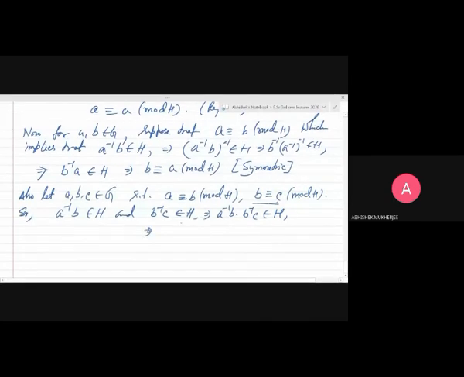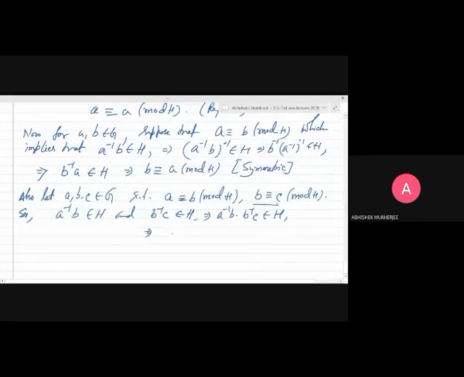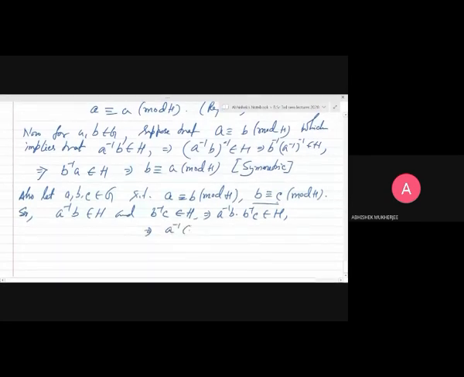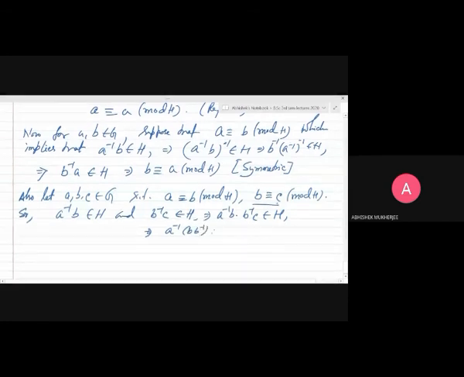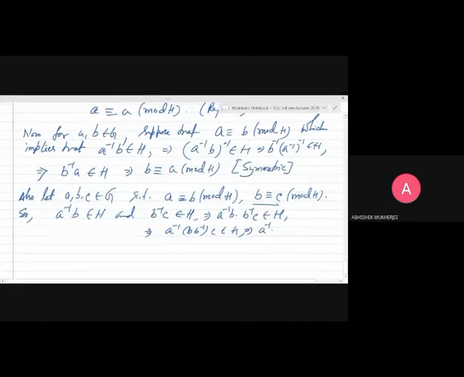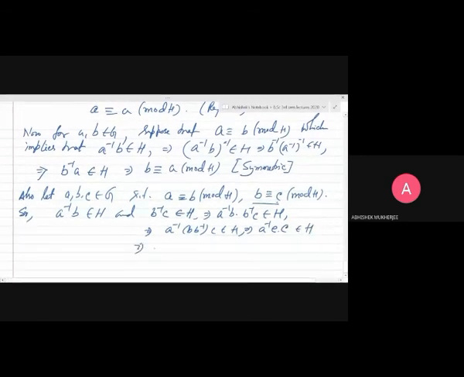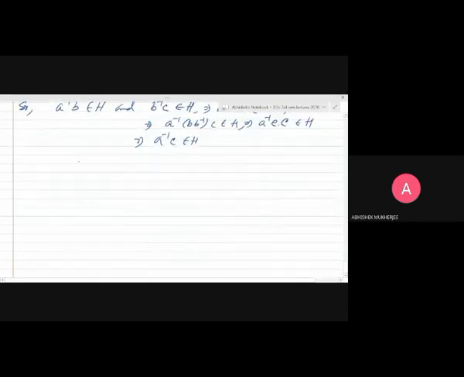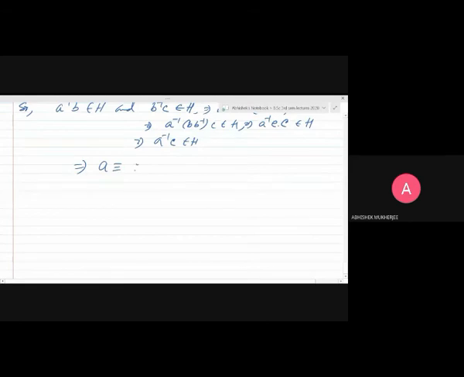Using associativity, it is a inverse e c belongs to H. That is, a inverse c belongs to H. And this implies a is congruent to c mod H. So it is transitive, right?